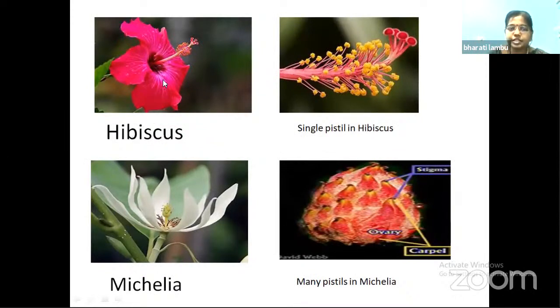So hibiscus is the shoe flower. You know mandara poo, is it not? That flower only, hibiscus flower. In this you can see a single pistil. This is a single pistil encircled by the anthers, the androecium. This is the anther, this stalk is the filament. So in the hibiscus flower in the center, you can see the single pistil.